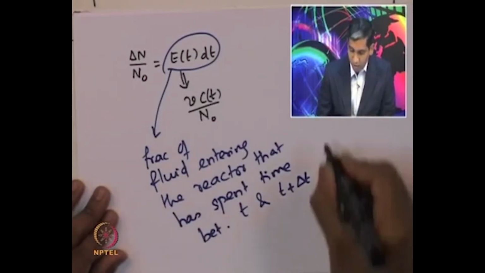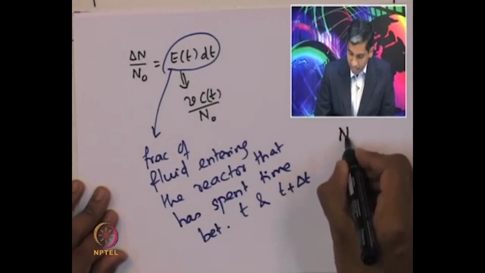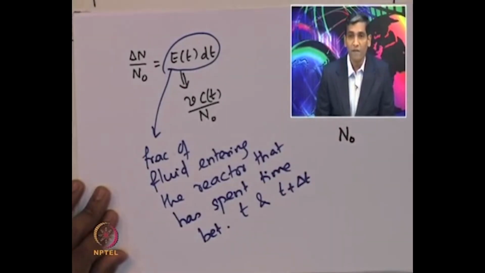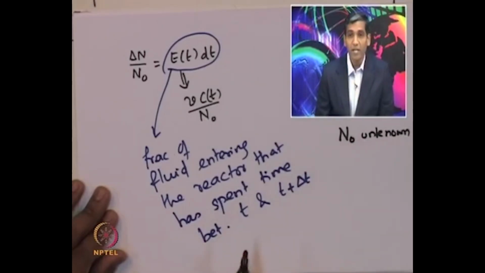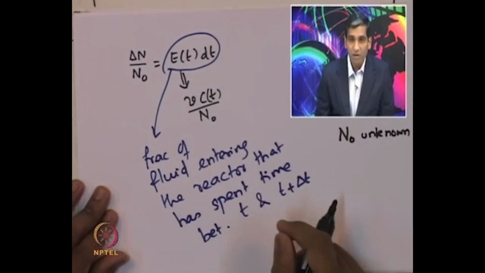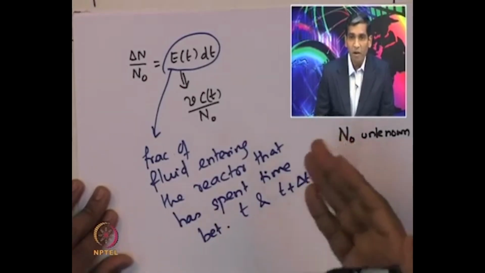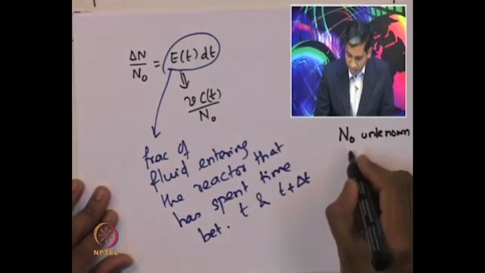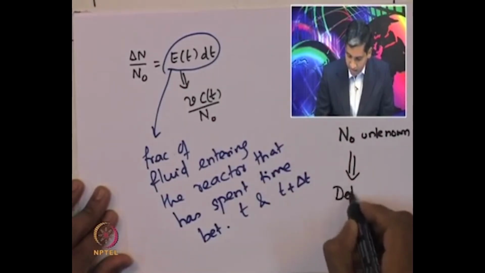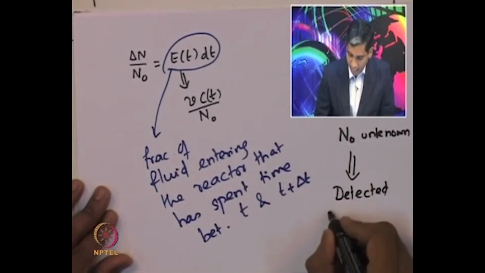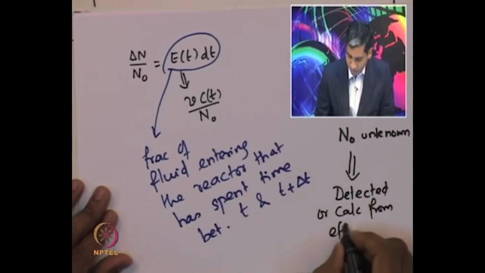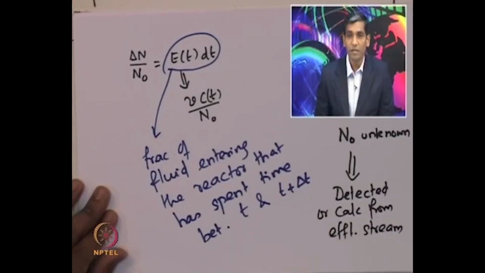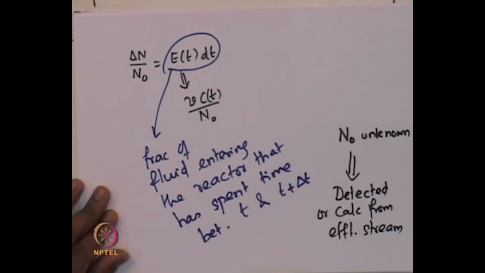Suppose the total amount of tracer that is fed into the vessel, n naught, is not known, which may be the case in many situations. Then the amount n naught can be detected or calculated from the effluent stream, from the concentration of the tracer in the effluent stream.